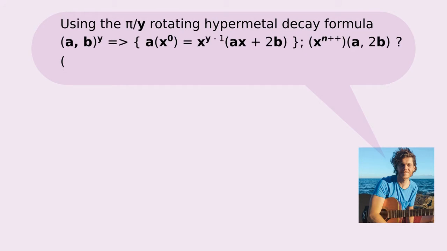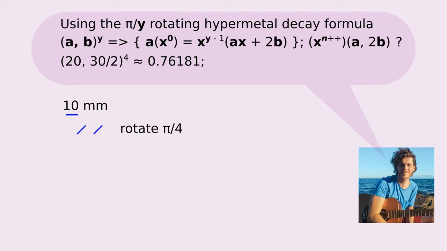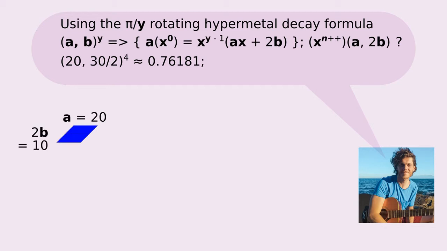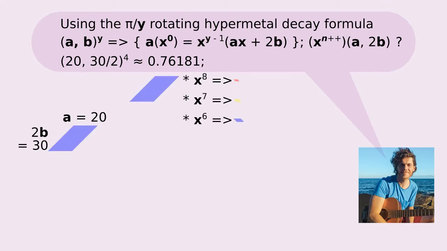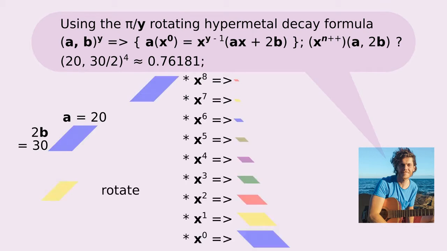Repeating this process for the fourth power. Rotate pi divided by 4 now. Get the base unit. Build A equals 20 and 2b equals 30. List all the way up to the 8th power. And start constructing the second path. Rotate pi divided by 4.